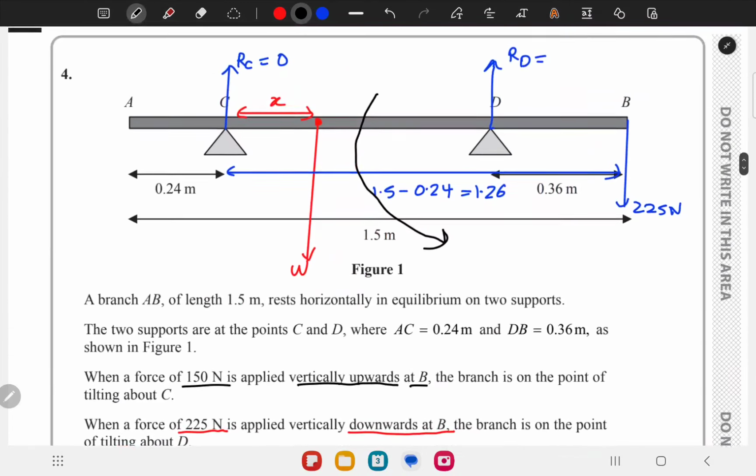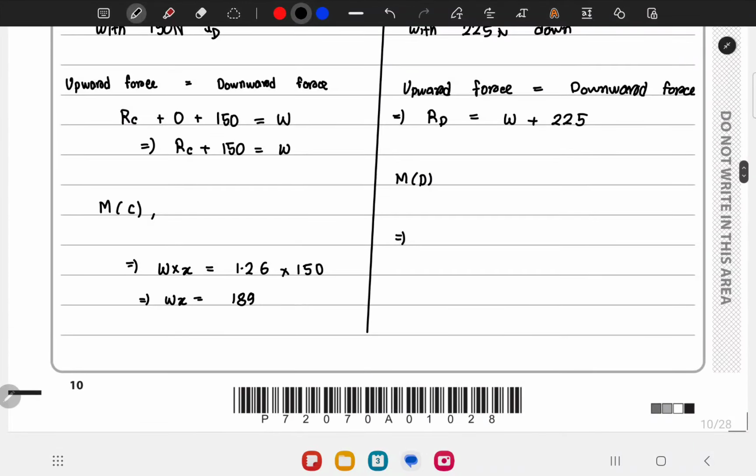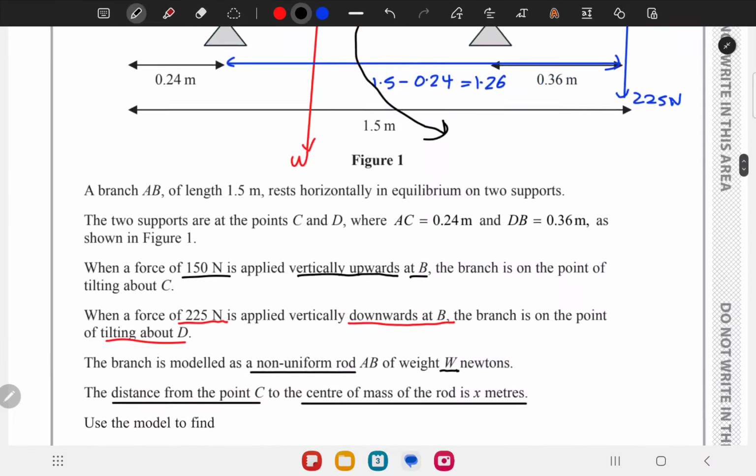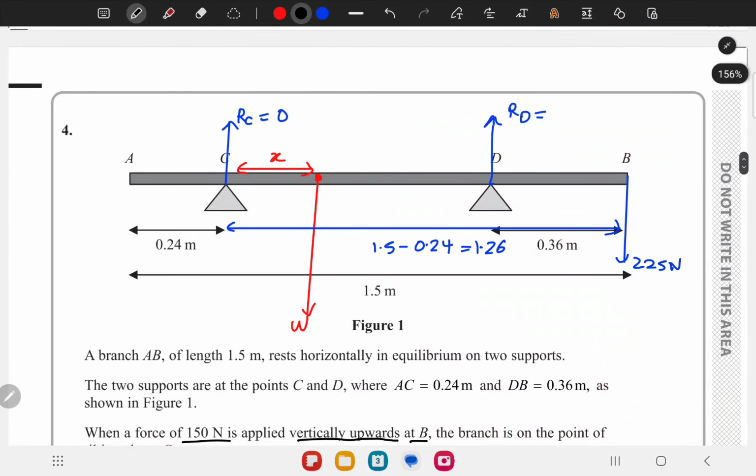So we have 0.36 into 225 as the clockwise moment, and for the anti-clockwise moment we have weight. Now we have to find the distance of the center of mass from D as well. This distance.